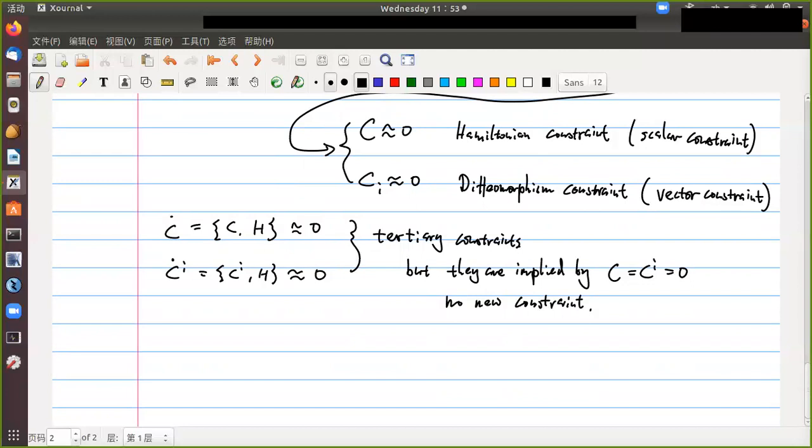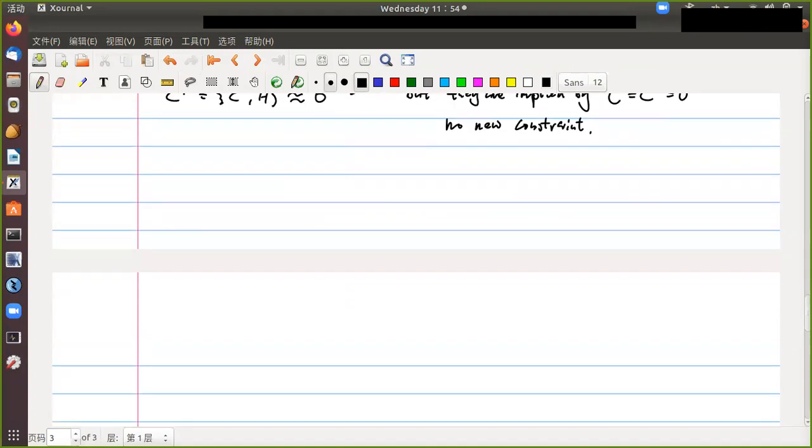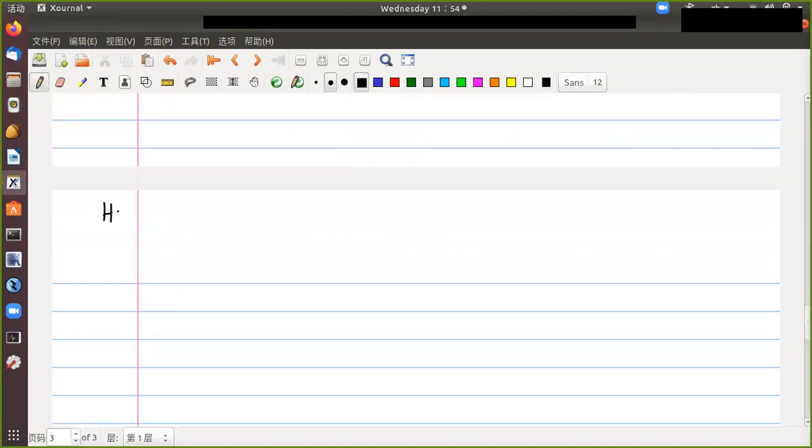Okay, so now we finished this derivation for the canonical analysis. So we can now write down the final Hamiltonian formalism for general relativity. Firstly, let me start a new page. Firstly, you have a Hamiltonian. Let me summarize the Hamiltonian formalism of GR.